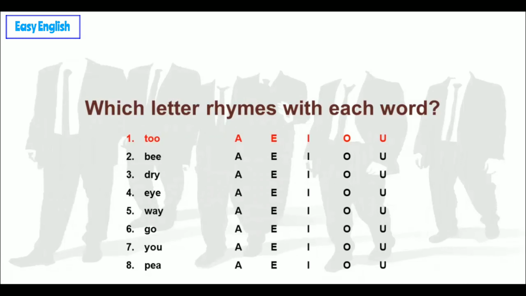So, now for a little bit of practice. Which letter rhymes with each word? For example, for number 1, the word to rhymes with the letter U. B. Dry. I. Way. Go. You. P.